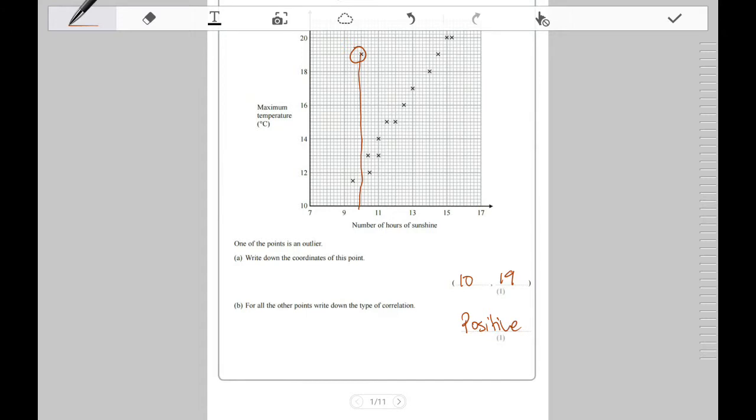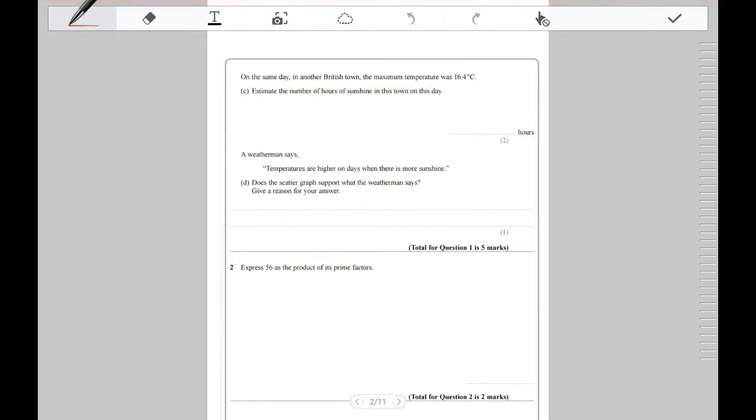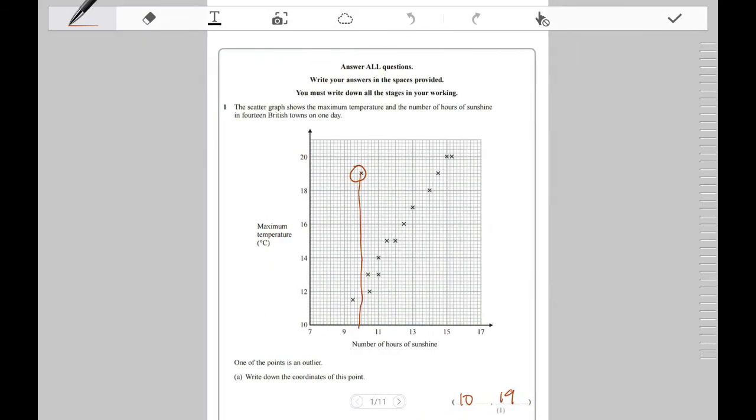Okay, next part of the question. On the same day in another British town, the maximum temperature was 16.4 Celsius. Estimate the number of hours of sunshine in this town on this day. So given the graph that we have, we're going to try to estimate the number of hours of sunshine. So 16.4, if we go back to this graph.